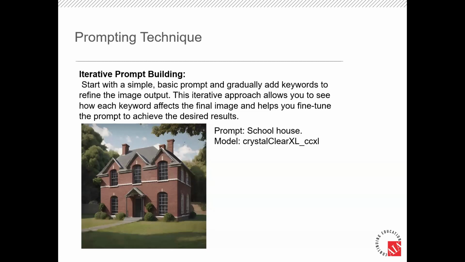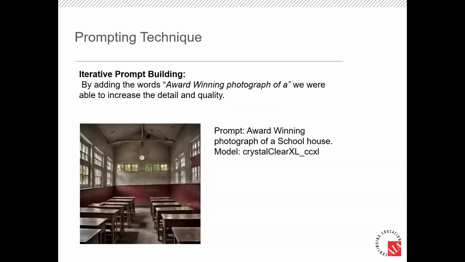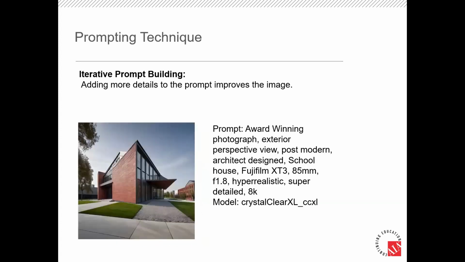So starting here with a schoolhouse, we get something, the chimneys are a little messed up, but it looks like an 1885 brick schoolhouse from somewhere. It's okay, interesting, but it's not exactly what we're looking for. What we're going for is something a little bit different. Let's add award-winning photograph of the subject, a schoolhouse. Now you should see it's the same model, but it brought us inside. It looks like it hasn't been cared for a long time. The desks are still there. It's interesting. This is what the computer thinks an award-winning photograph of a schoolhouse is.